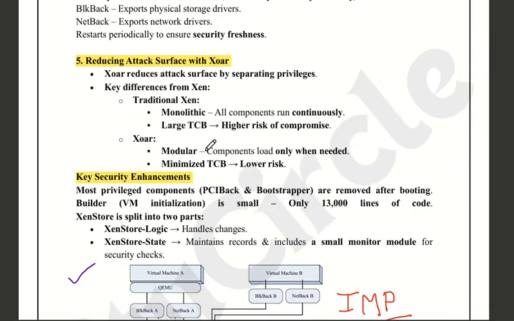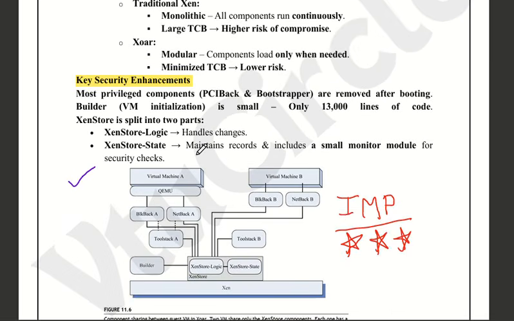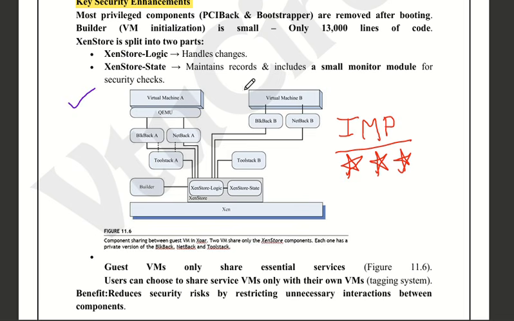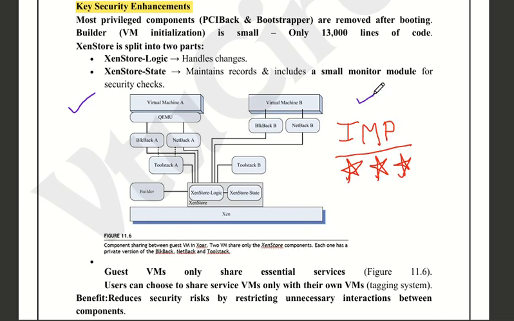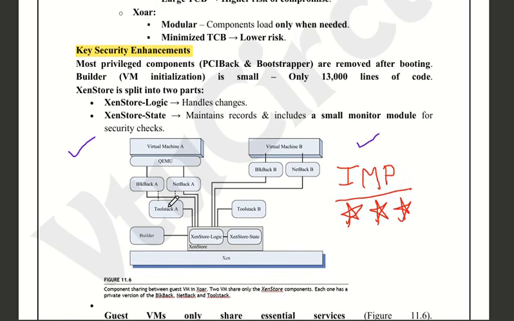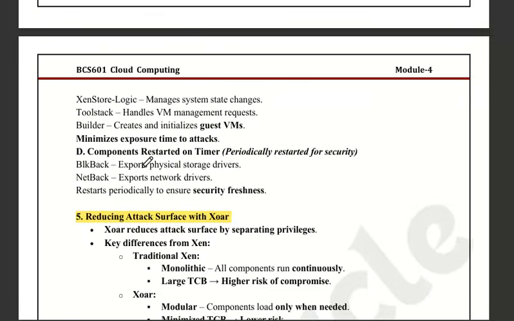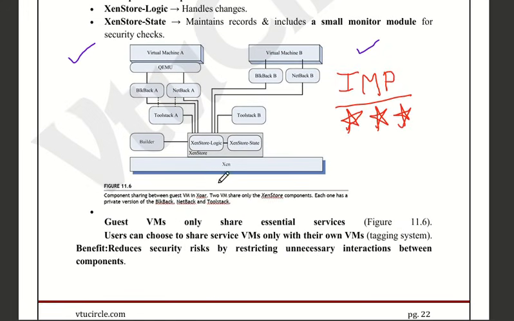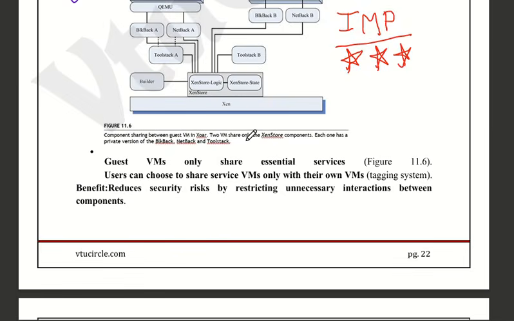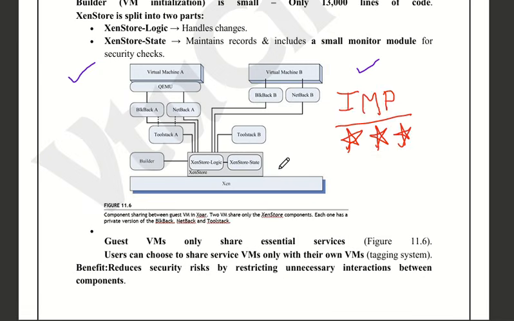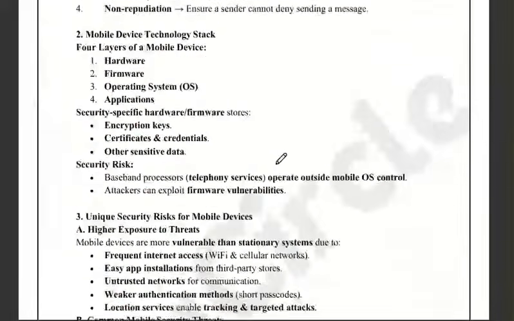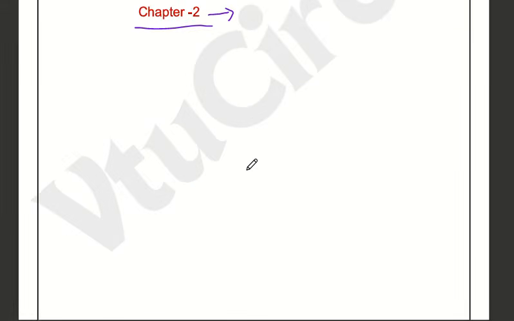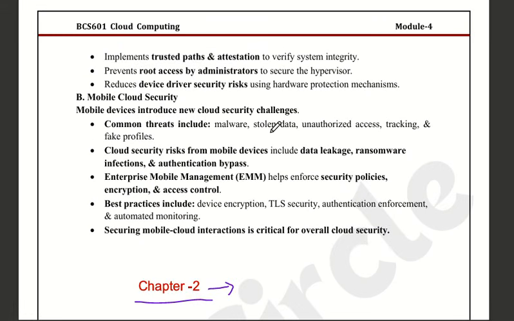If I start to explain each and every concept, it takes a lengthy time. Again I told you, in this first chapter the block diagram is the Xoar architecture, and the key security enhancements in Xoar. That Xoar concept has not been asked till now, but there is a chance of this question appearing. You just practice this diagram as well. Then moving on to the next topic. In this first chapter, all these topics are important.